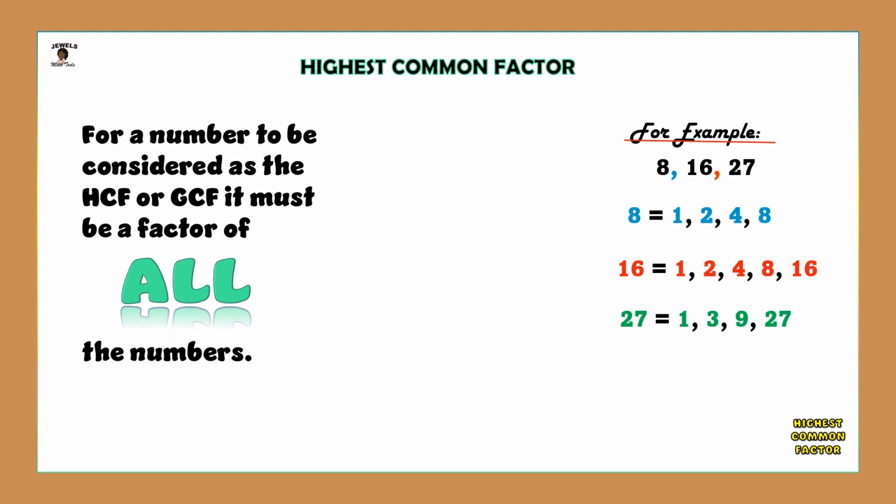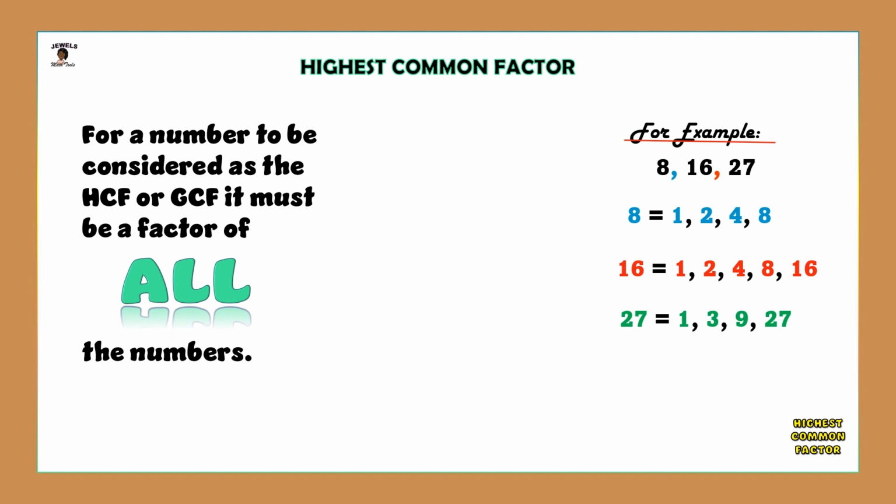So when you've listed your factors for your number, now you need to look at the factors for each of these numbers. The first thing you're looking at is that the factor must be a factor common to all of the numbers. We notice that in 16 and 8, we have factors such as 1, 2, 4, and 8 that are common to both of these numbers. But when we look at 27, 27 does not have the same common factors of 2, 4, and 8. And because 27 doesn't have these factors, those numbers will also be excluded from being identified as the highest common factor.